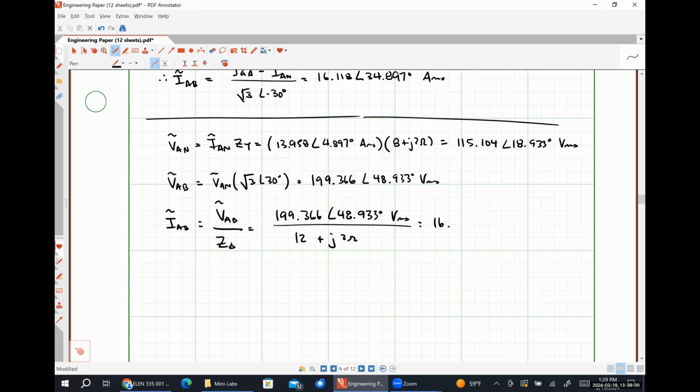And I got 16.118 (that's just rounding error), angle 34.897 degrees amps RMS. Both ways are equally valid to get the exact same result. It just depends on whether you want to go through the trouble of writing a KCL equation or you want to be as lazy as I am and just use transformations, because that's what they're for. Nothing wrong with either approach, and obviously both of them gave us the same answer.